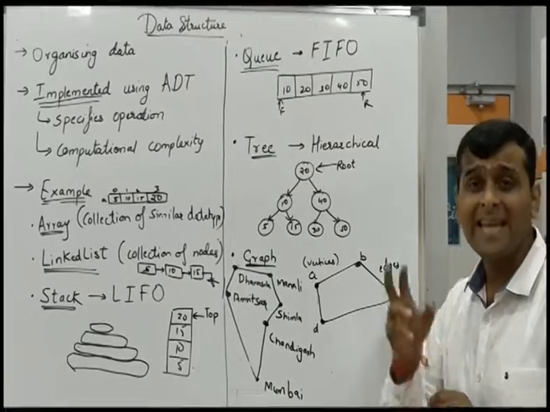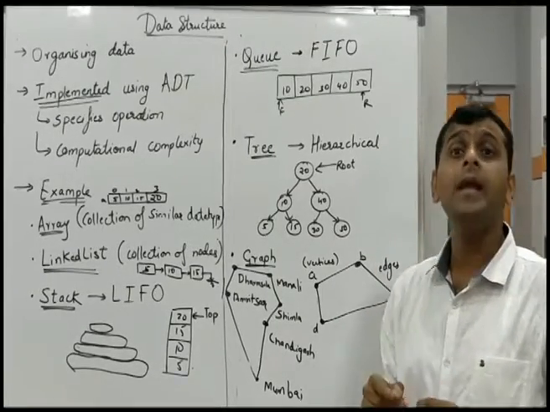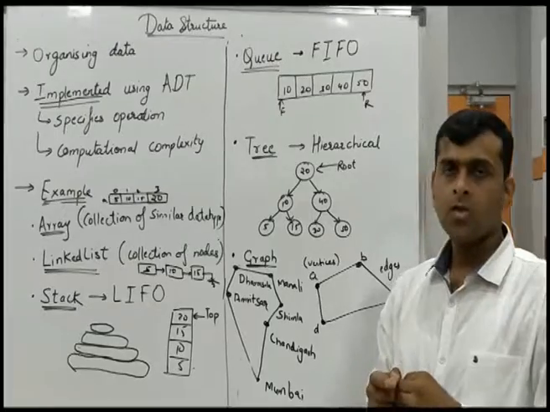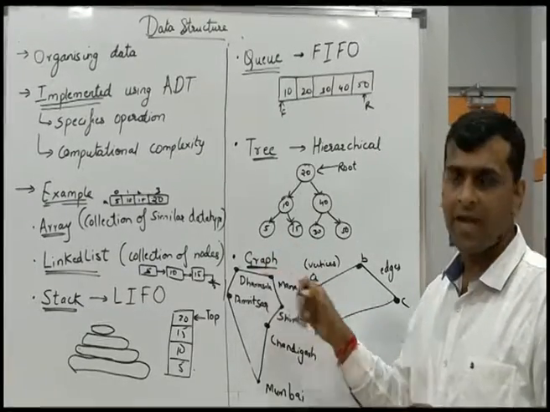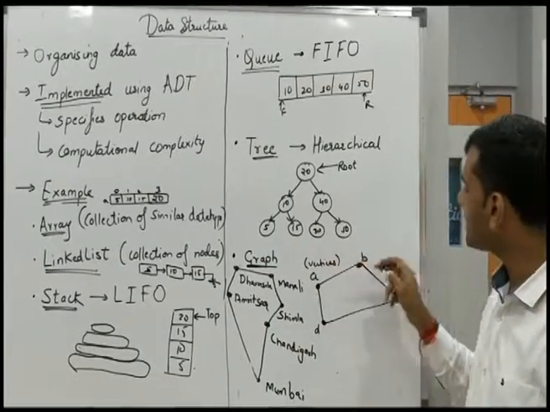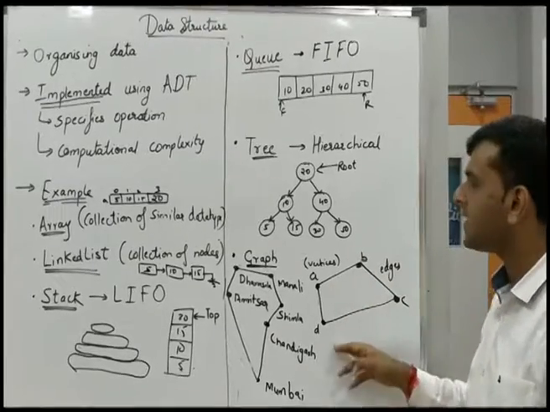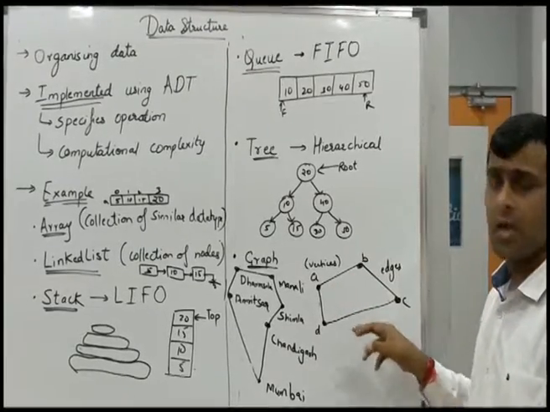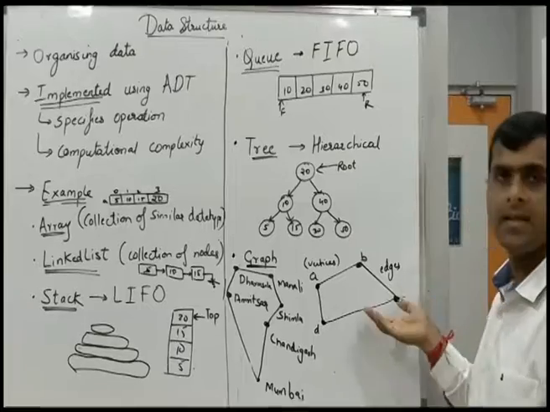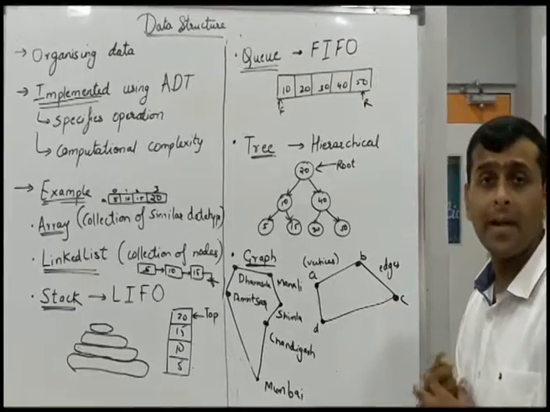Now we talk about the second data structure, which is in a non-linear format. So the second data structure is called a graph, and a graph is a set of vertices and edges. So you have certain vertices and they are connected through edges. You can have edges going anywhere in this graph. I have shown a very simple graph for that matter.